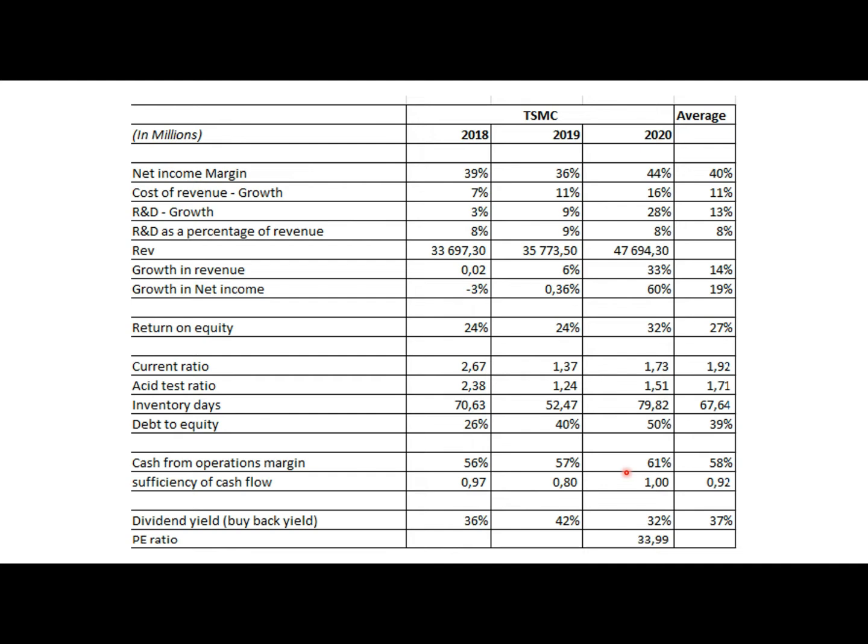All right, so cash margins are just ridiculous. They are really ridiculous.